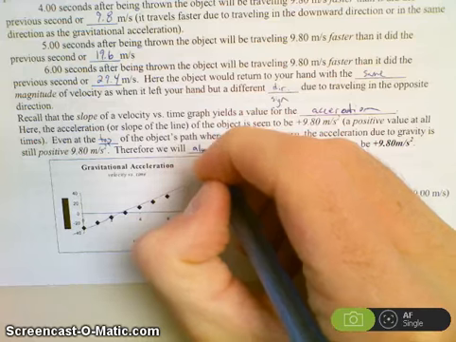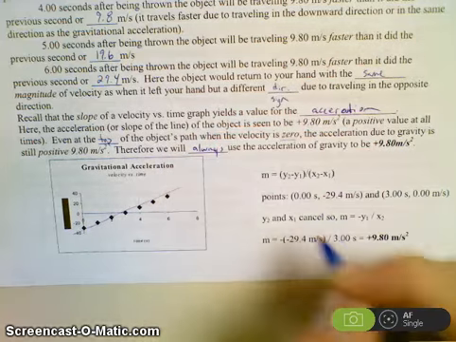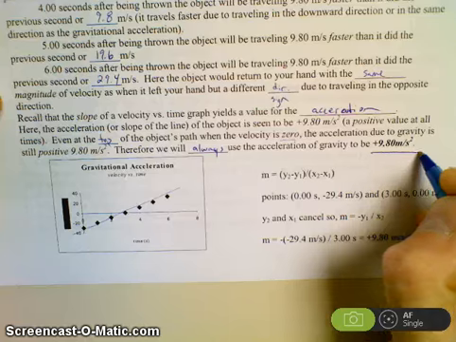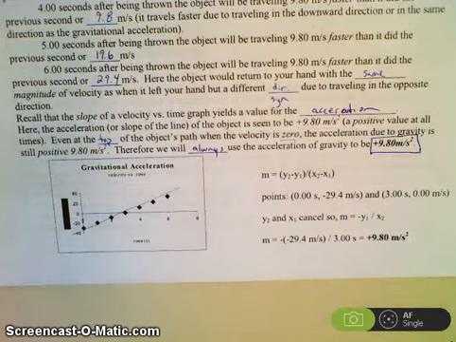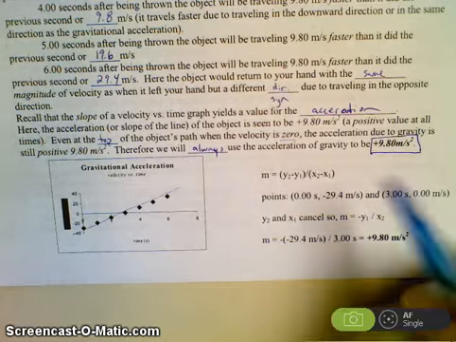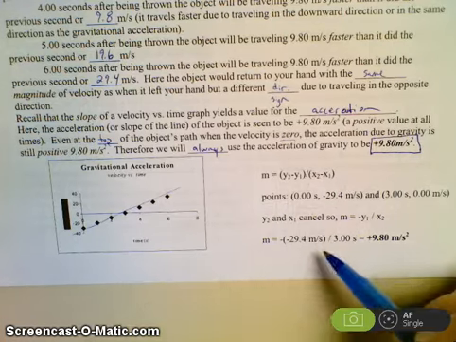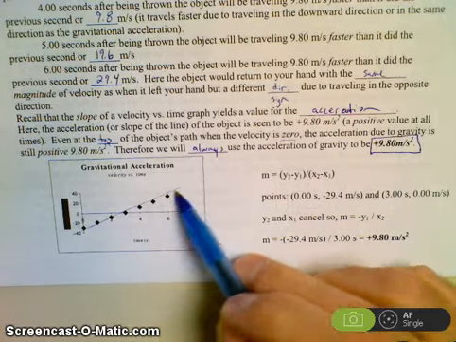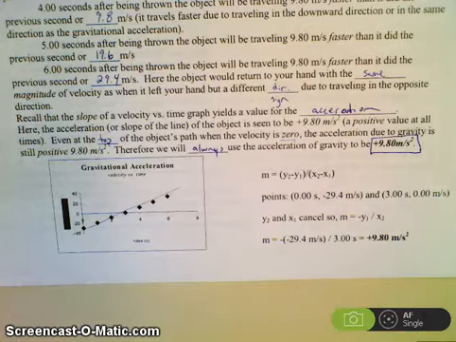Therefore, we will always use the acceleration of gravity to be this. This is our gravitational acceleration for all of our problems. This just shows the slope of the line. It does a calculation for that slope. This is what that's showing there.